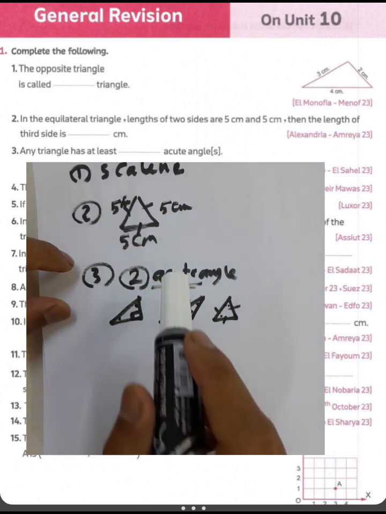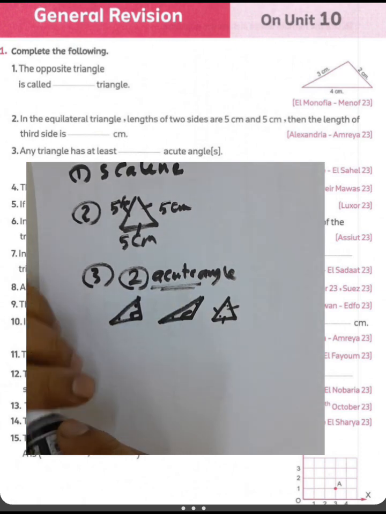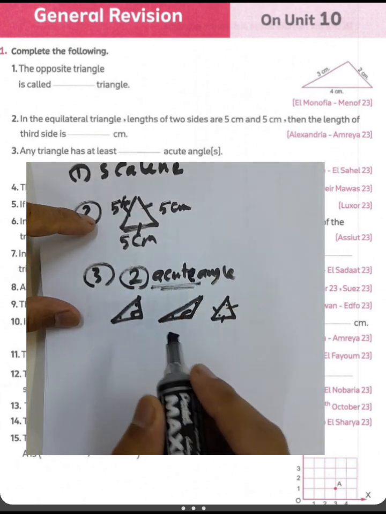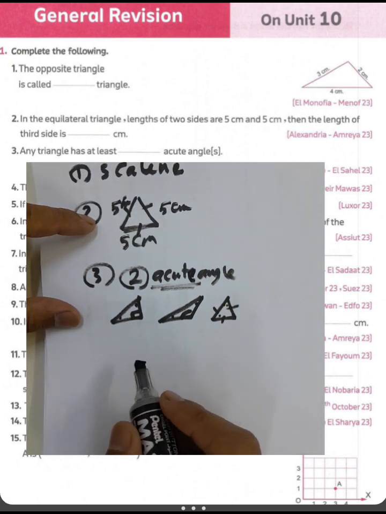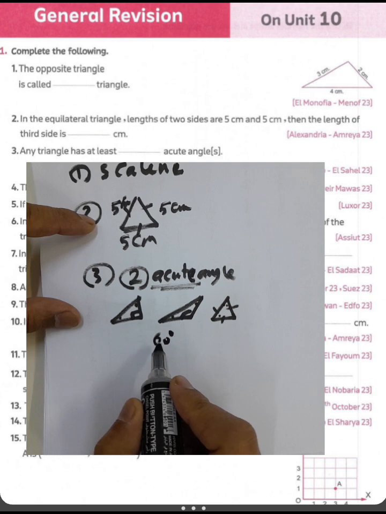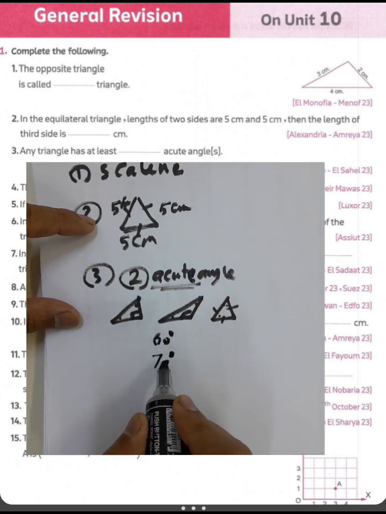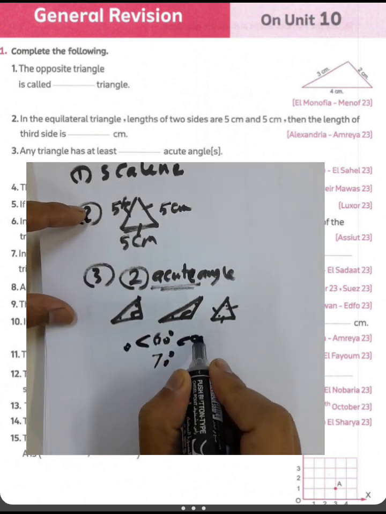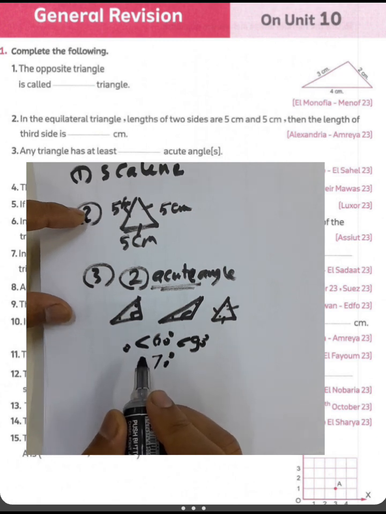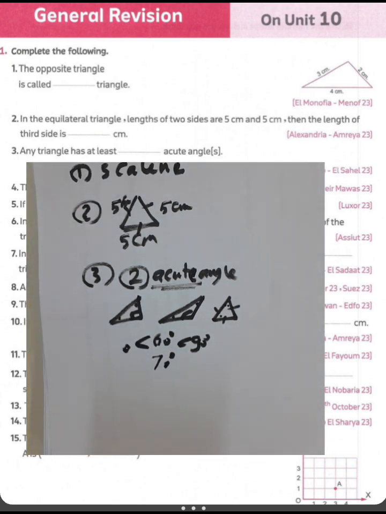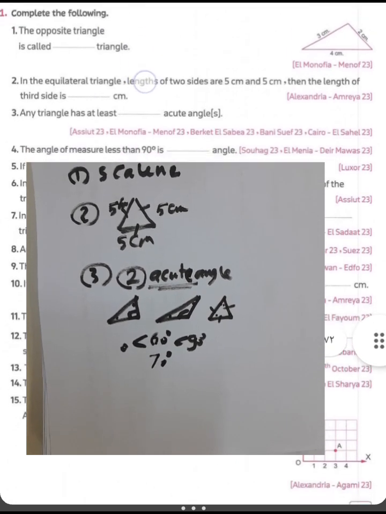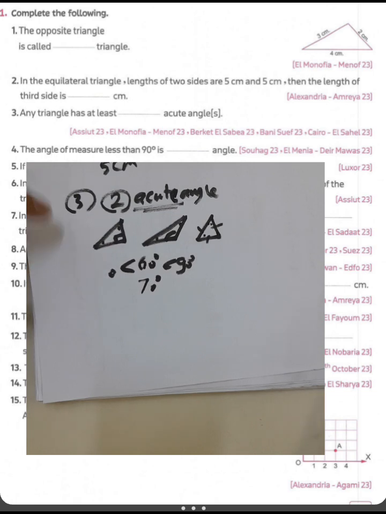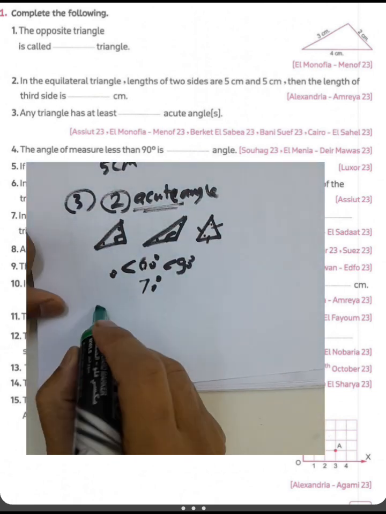We call it an acute angle. What about acute angles? The meaning is the measure of the angle is less than 90 degrees and greater than 0, such that 60 degrees we call an acute angle, and 70 degrees we call an acute angle, because the measure of the angle is greater than 0 and less than 90. Then in any triangle, we will find at least 2 acute angles.